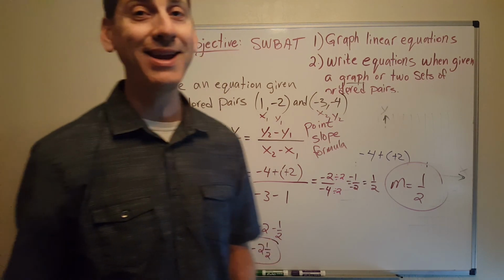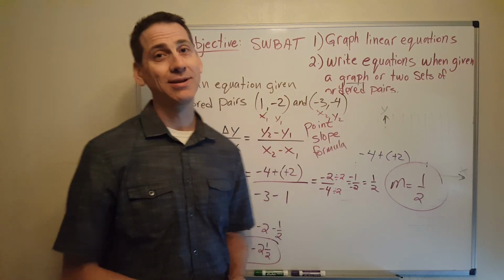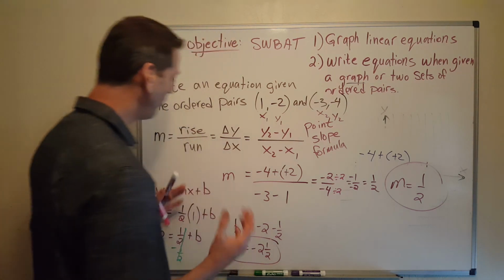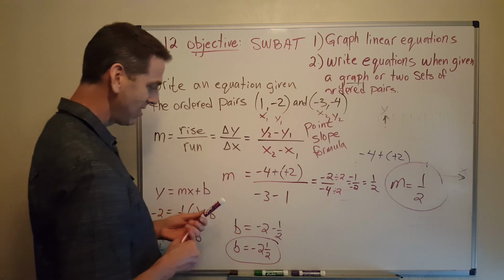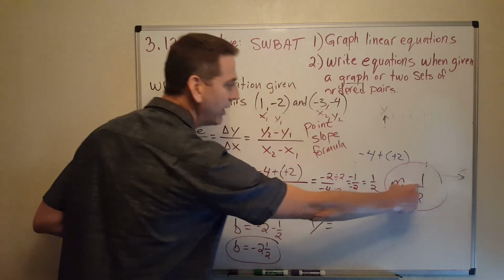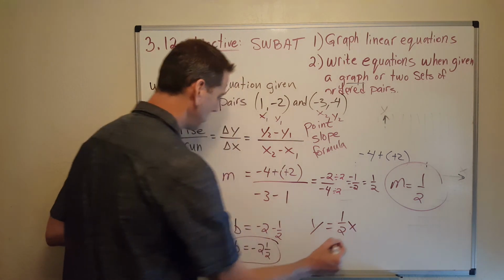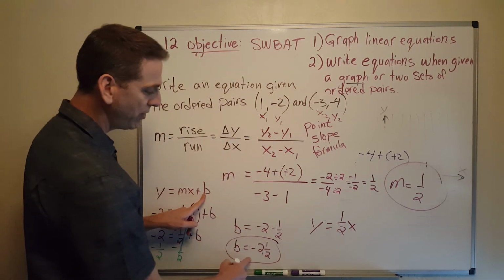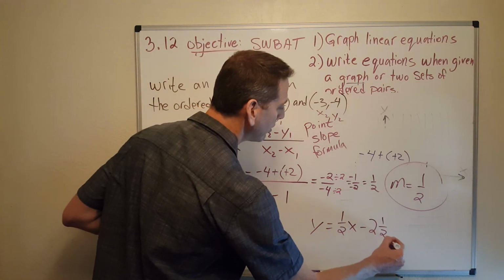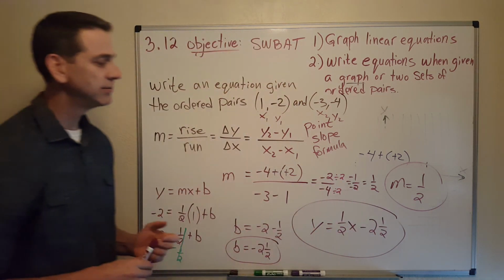Remember the two ingredients that I need? I need slope, and I need the y-intercept. And I had to do a lot of work for these, didn't I? So now I'm ready to write my equation. Okay? So y equals m, well, my m is 1/2, x, and then plus b, well b is what? Negative 2.5, so minus 2.5. And there's my equation.